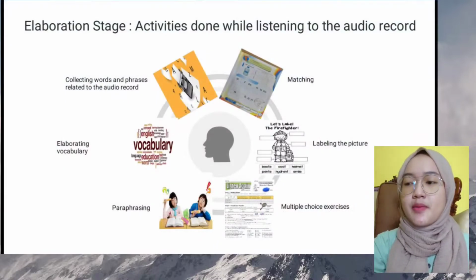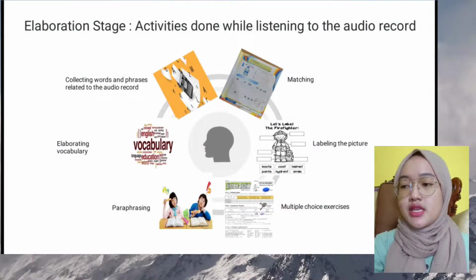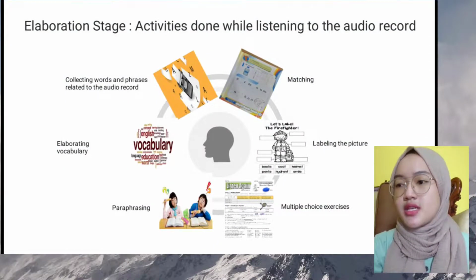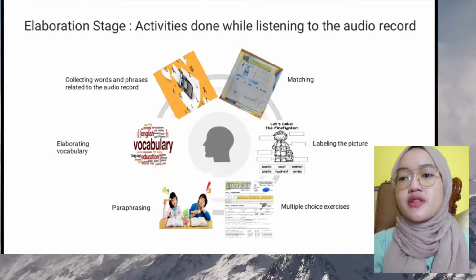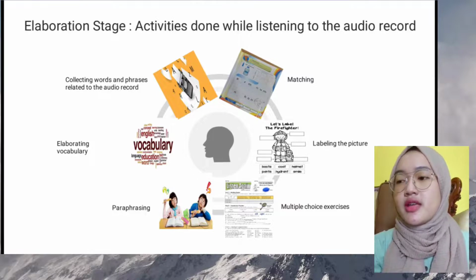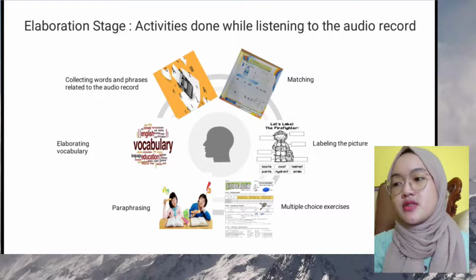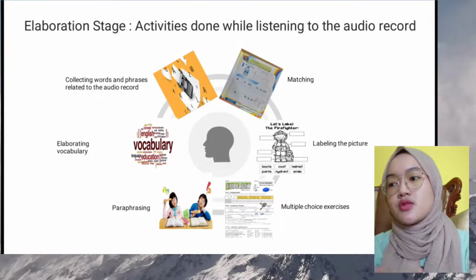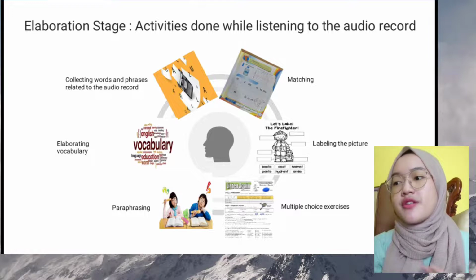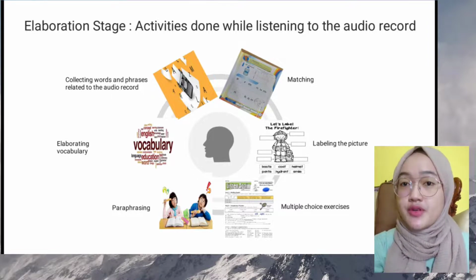Okay, the second is the elaboration stage. The elaboration stage is activities done while listening to the audio record. The elaboration stage has 13 activities that can be done. The first is collecting words and phrases related to the audio record. The teacher can guide the students to collect the words, phrases, or expressions that reflect the audio record.